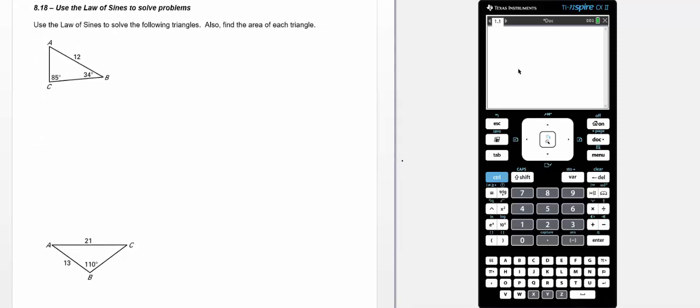The directions ask us in this question to use the law of sines to solve these triangles. Solve triangle means to find all missing parts, both angles and sides. And then afterwards, we'll also use the area formula to find the area of these triangles. So just like I did with the right triangles, I'm going to make a mini table here to organize myself to make sure I know that I found all the missing parts. So I need to find angle A, angle B, and angle C. I need to find side A, side B, and side C.